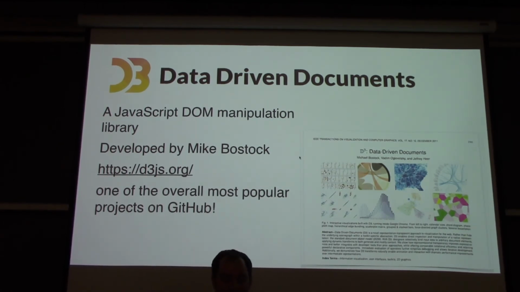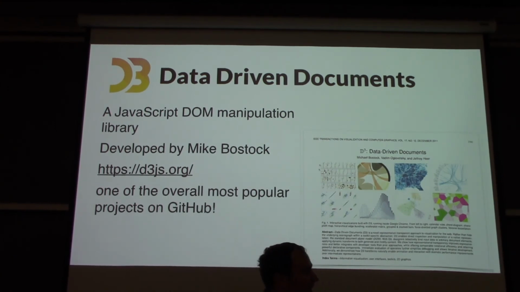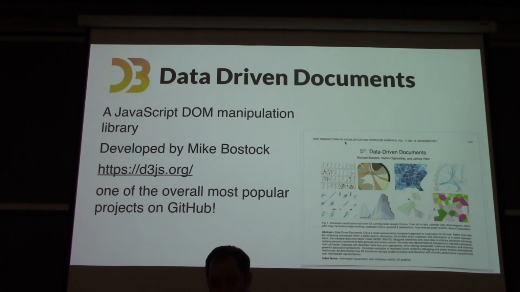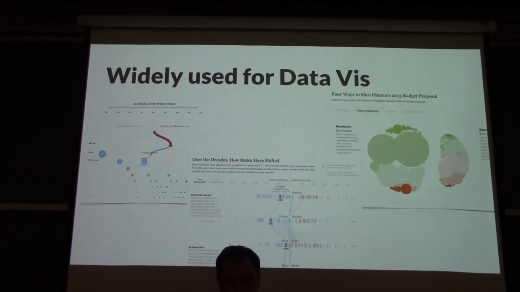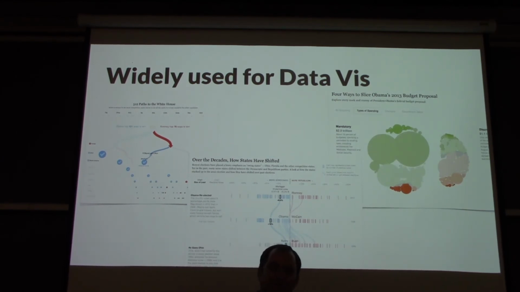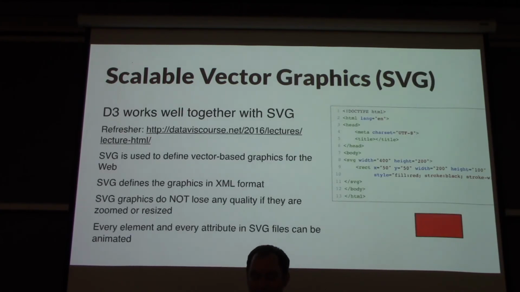D3 was published in IEEE Viz, the conference that I also go to a lot, as a paper in 2011, and is a highly impactful and highly cited paper, of course. It's widely used for data visualization. You'll see it in the New York Times. Mike Bostock actually worked for the New York Times after he left Stanford for a couple of years, and now he's full-time working on D3 as part of a foundation to develop D3.